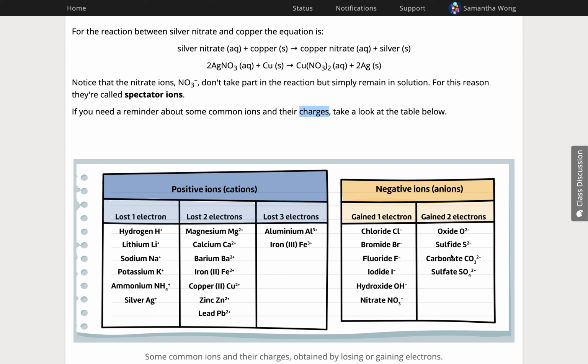With your second column here, your oxides, sulfides, carbonates, and sulfates all have a charge of -2, so the 2-, and like you've probably guessed, it means that they have gained 2 electrons. So they have more negative charged particles than they do positive.